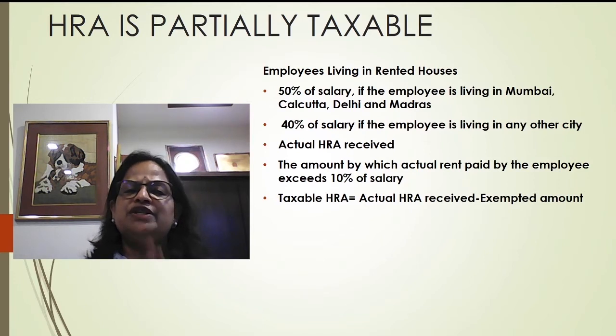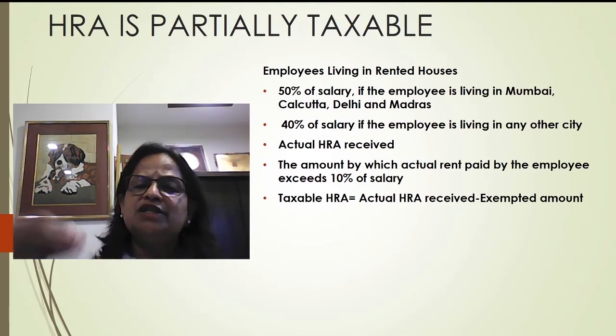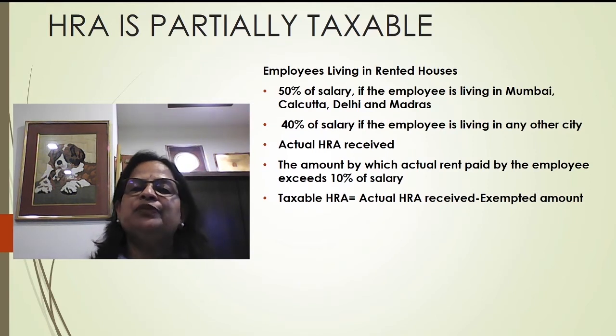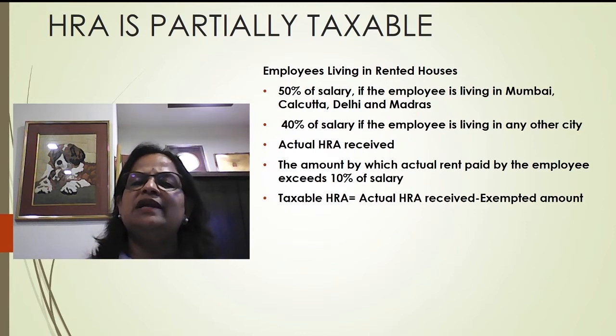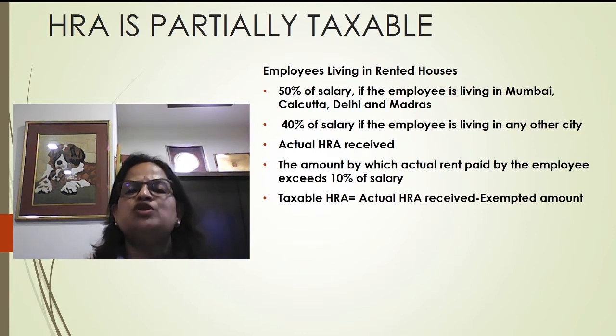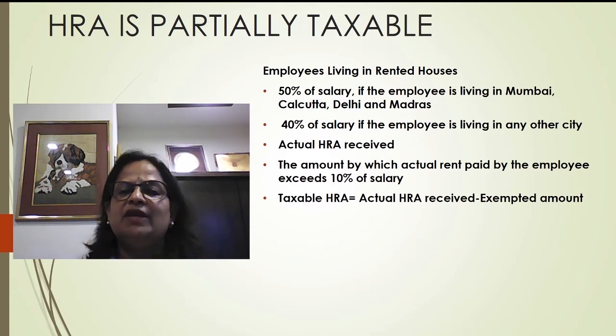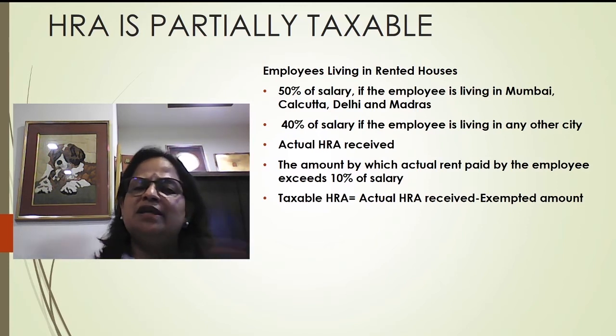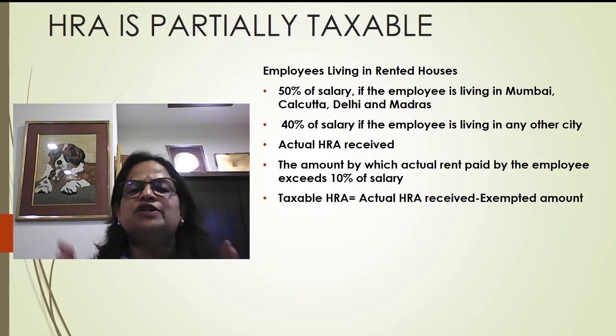So computation is divided like this: actual HRA minus exempted amount will be the taxable HRA. Now what are the conditions for finding the exempted amount? One thing you have to remember: 50% of salary if the employee is living in Mumbai, Calcutta, Delhi or Madras, the 4 metros. If they are living in any of these metro cities, it's 50% of salary. Anywhere in India other than these 4 metros, it will be 40% of the salary.